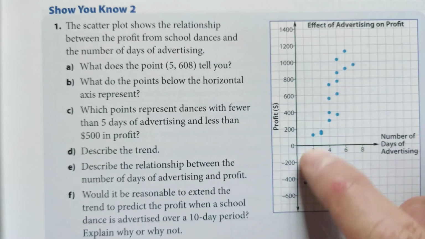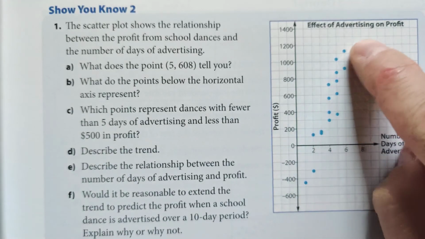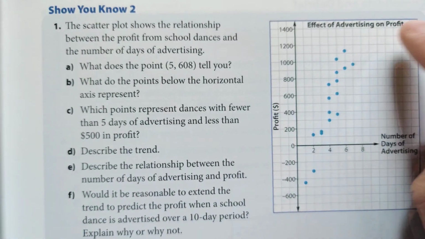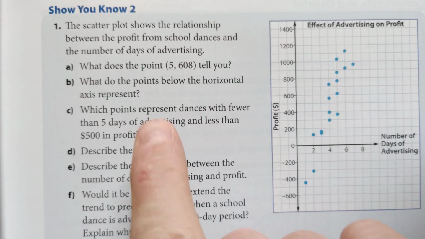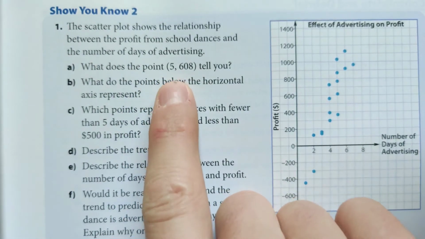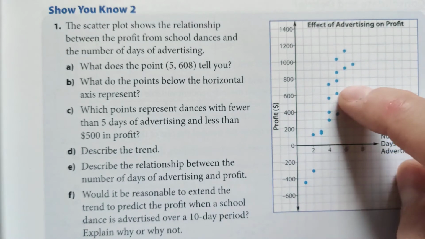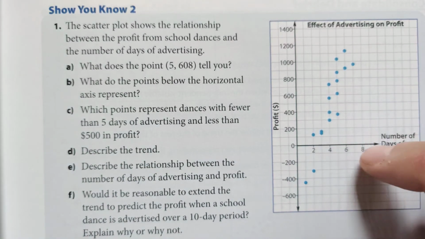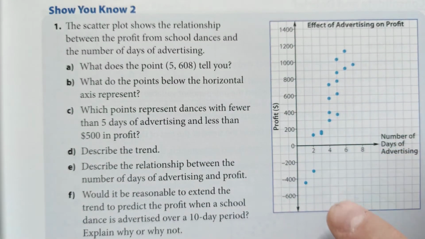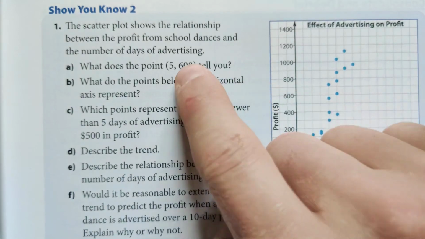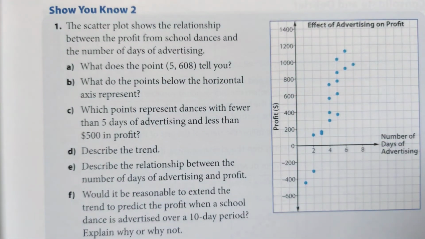Here there's a little kind of skew, but in general it seems to be the more we advertise, it's increasing fairly quickly. So it asks us, what does the point (5, 608) tell you? Well, 5 and 608 is that on one of the occasions, they advertised for 5 days and made $608. That was the number of days. That was the profit they made that day. So that's a specific day.